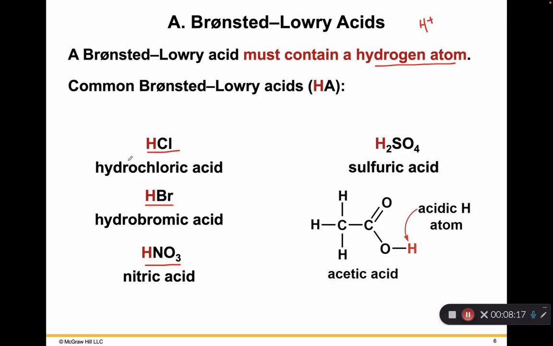For example, we have here hydrochloric acid, HCl, hydrobromic acid, HBr, nitric acid, HNO3, sulfuric acid, H2SO4, and acetic acid, CH3COOH. This H that is attached to the oxygen on one end is the acidic hydrogen atom. And all these hydrogens that are acidic in nature will be given away. Now we will see how to know all these names just by looking at the formula, right? How to write the name if we see the formula. We will learn that in a while.